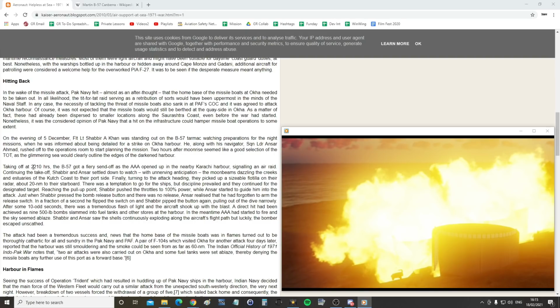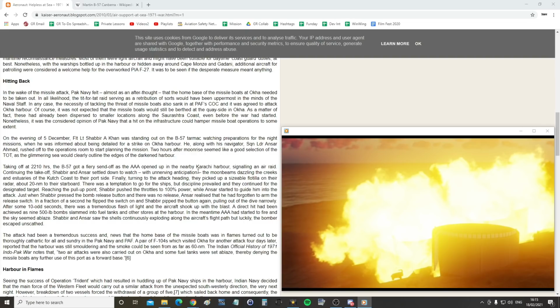Taking off at 22:10 local, the B-57 got a fiery send-off as the AAA opened up from the nearby Karachi Harbour, signalling an Indian air raid. Continuing the takeoff, Shabir and Ansar settled down to watch with unnerving anticipation, the moonbeams dazzling the creeks and estuaries of the Kutch coast to their port side.